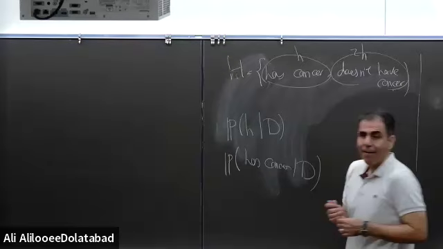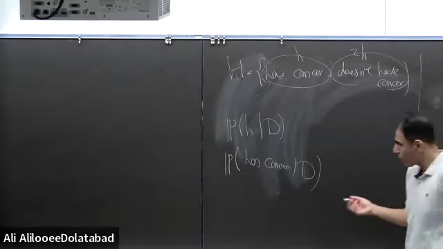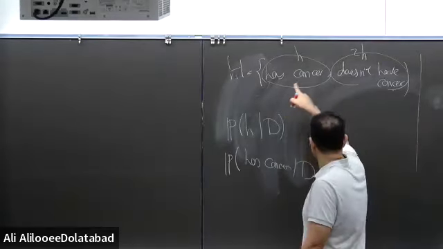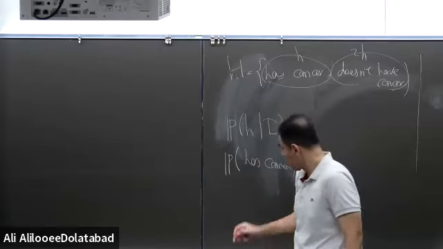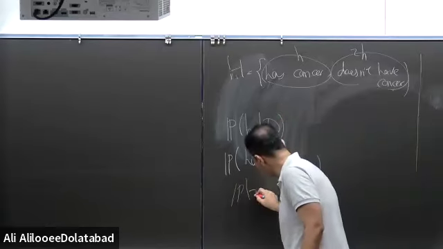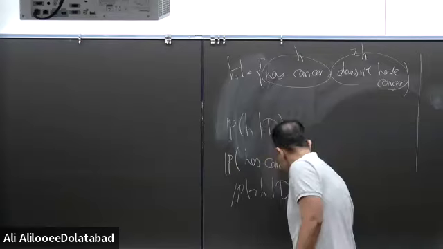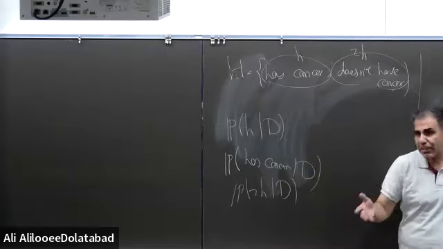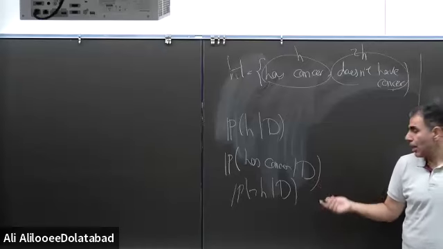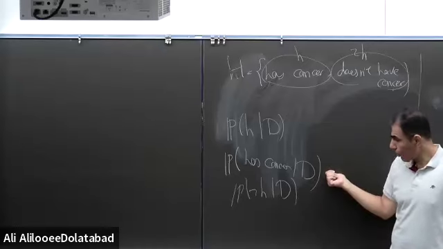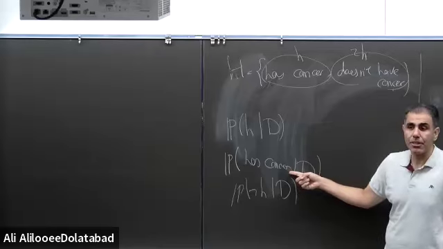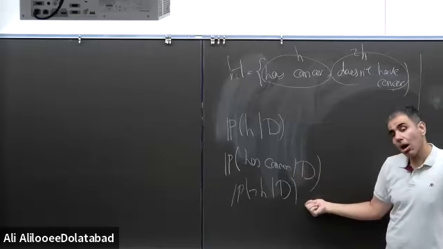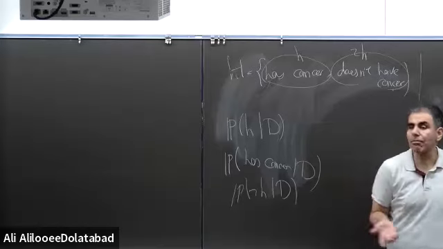This one cannot be evaluated. When we want to see which of these hypotheses should be accepted, we will evaluate these two probabilities, this probability and this probability, and we will pick the one which has the higher probability. If this one has the higher probability, we would say the person has cancer. If this one has the higher probability, we would say the person doesn't have cancer.